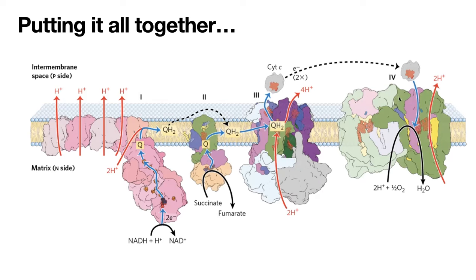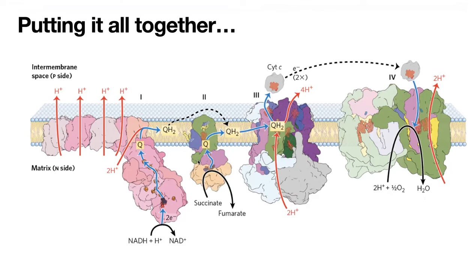It's going to travel to our complex 4, which is where those electrons are then passed off to oxygen, giving us water. In complexes 1, 3, and 4, we get enough of an energy boost from those electron pass-offs in order to pump protons out. But with complex 2, here we don't.